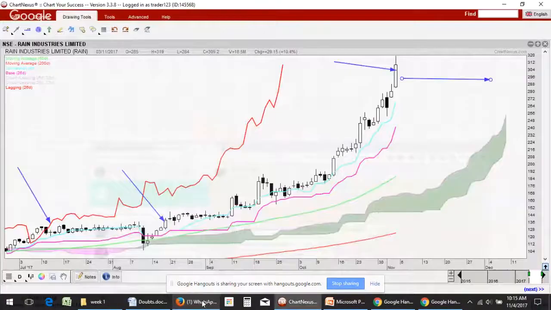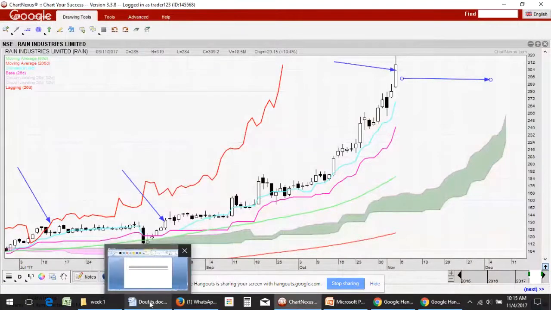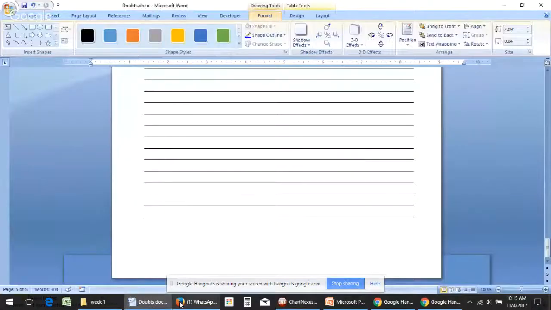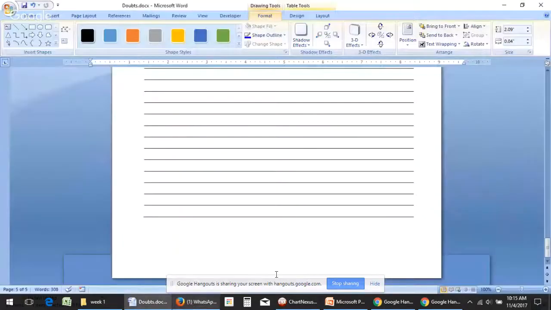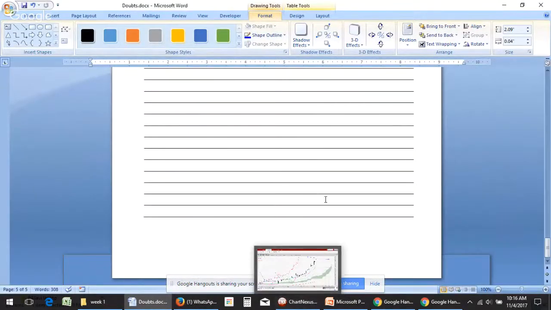Okay, I have one more question here, which is: stochastics are oversold, why is it considered a bullish signal? Okay, the question is, when stochastics is oversold, why is it considered a bullish signal?